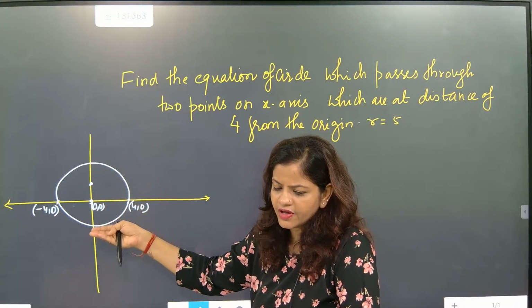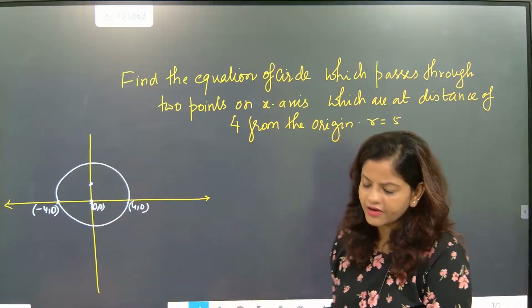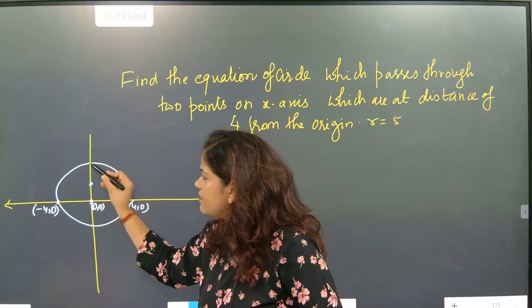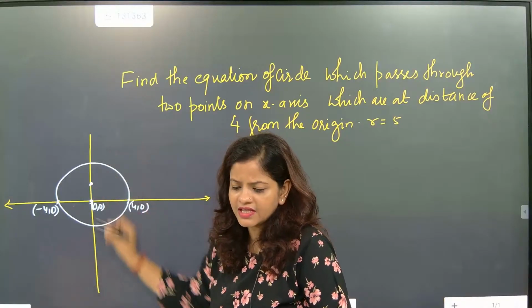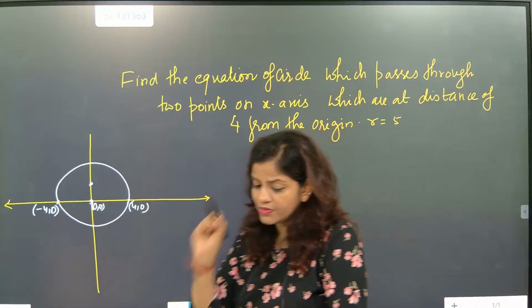It can be anywhere, but since it is equidistant and the circle is coming in a part, then 100% the center will be anywhere on this line only. Axis line, the center will be anywhere on the axis line. So this you must remember.